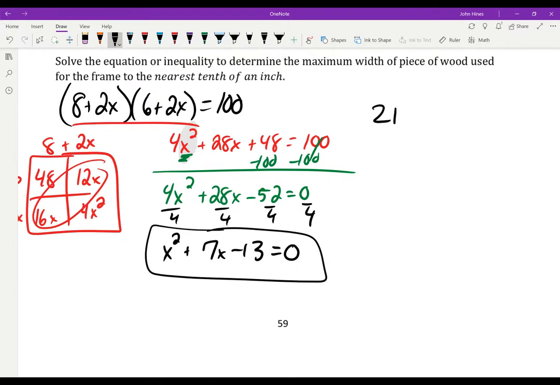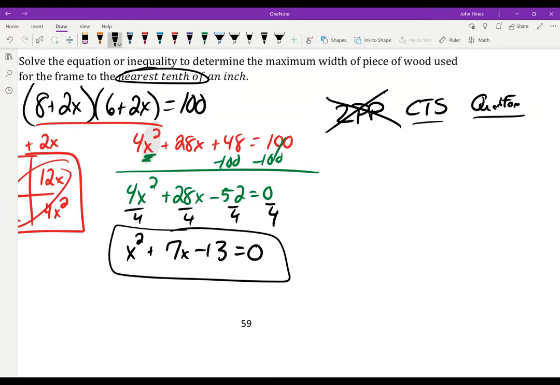I've got 3 choices. I've got zero product property, complete the square, or quad form. Those are my 3 choices. And it says nearest tenth again. That's a hint that I can't factor. Since it says round it to the nearest tenth, or it said simplest radical form, we don't get radicals or decimals when we factor. So that means I'm down to complete the square or quad form. I'm down to one of those 2.